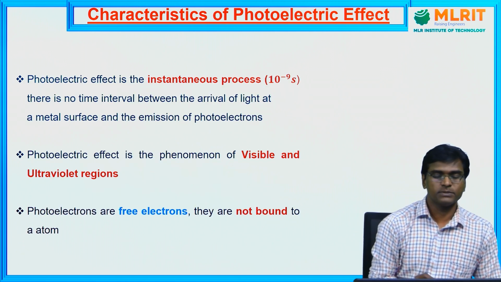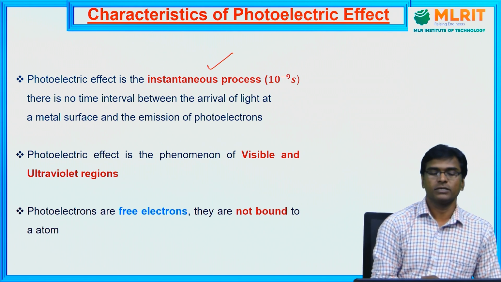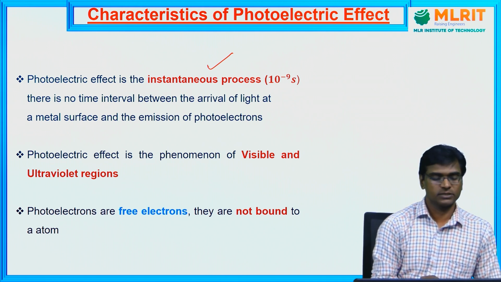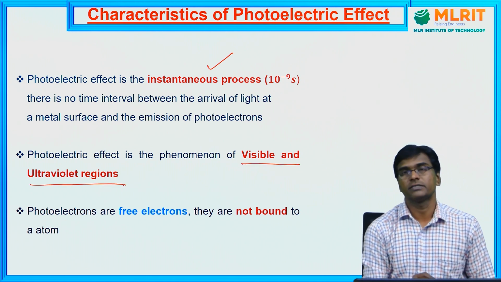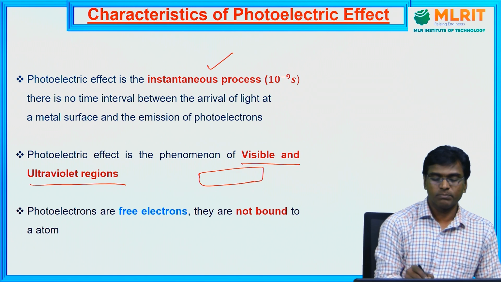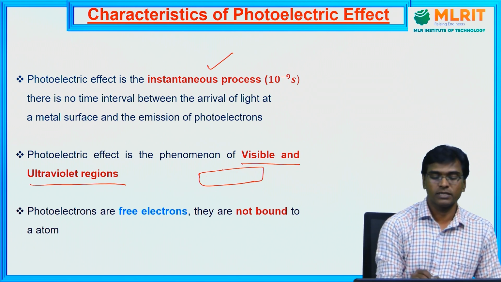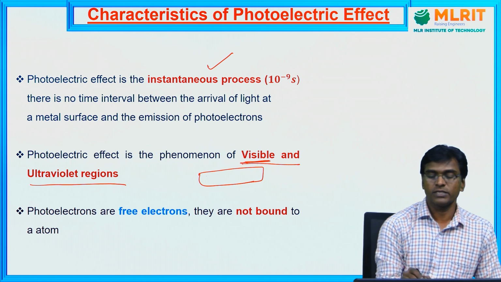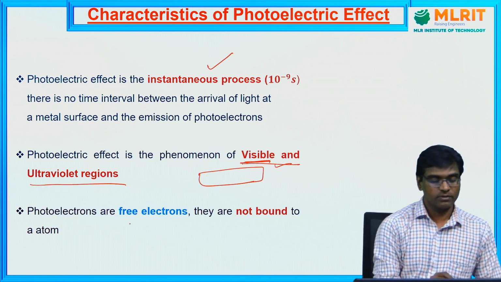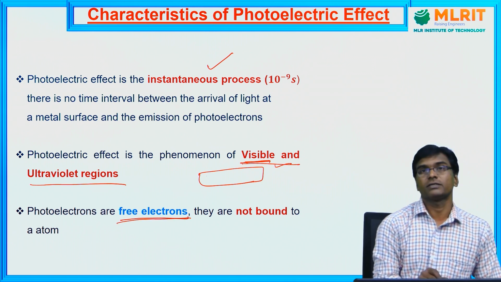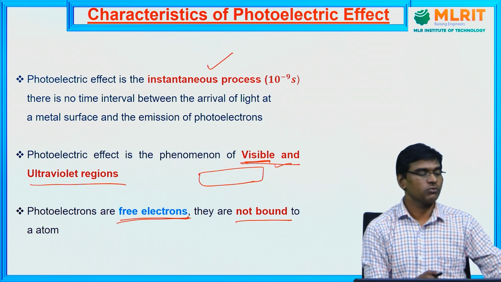From these observations, the photoelectric effect is instantaneous. There is no time lag between the shining of the light and the ejection of the electrons. The photoelectric effect is observable in the visible and ultraviolet region, because we are not removing electrons deep inside, but electrons within the range of energies of the visible and ultraviolet. This effect is related to free electrons, not bound electrons. Bound electrons require more energy.